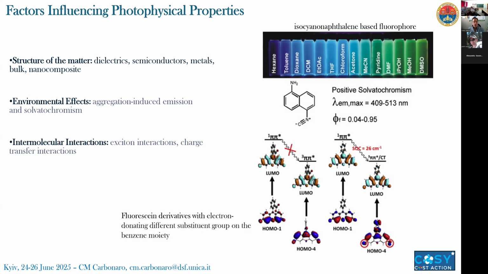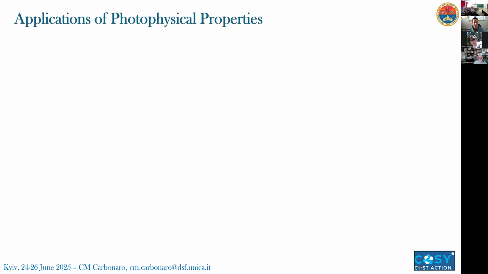Then we have possible intermolecular interactions, so we can have both the excitation and the charge transfer interaction, as here depicted for the fluorescein derivatives with different electron-donating substituent groups on the benzene moiety. And finally, of course, we could also consider the spin-orbit coupling in order to understand the phosphorescence mechanism and the energy transfer between different excited states. So these are the factors which influence the photophysics of our systems.